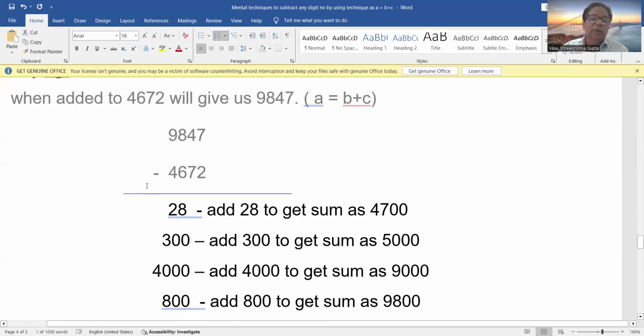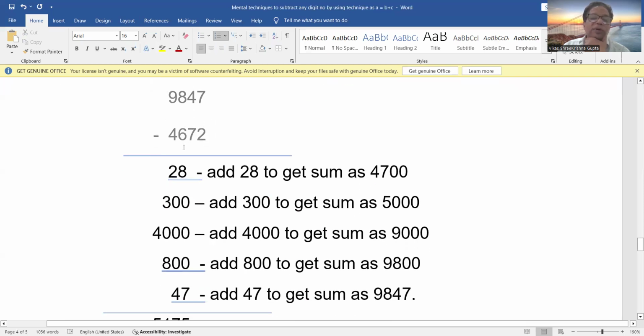Now suppose I have to subtract 4672 from 9847. The lower number, 4672, is the subtrahend, and the upper number 9847 is the minuend. Now, first of all, I will add 28 to this number 4672, so that this becomes 4700. Means I will first make it a round figure, a base number, 4700. Then I will add 300 to 4700, so that it becomes 5000.